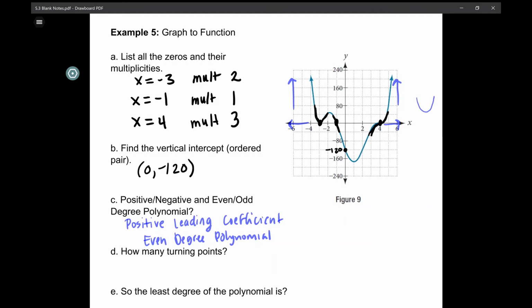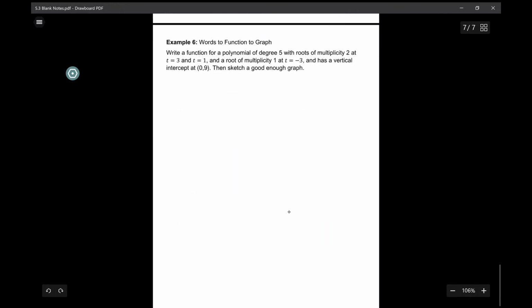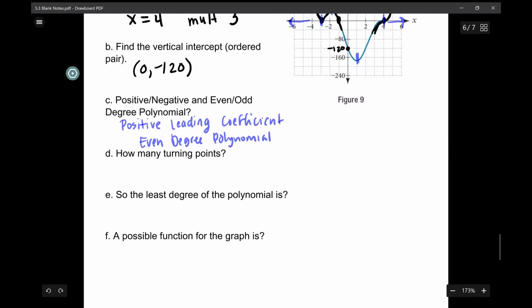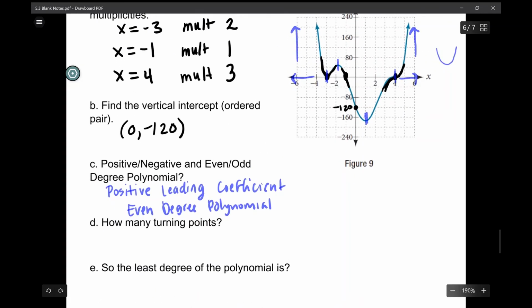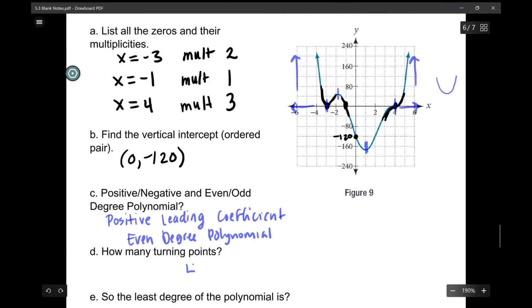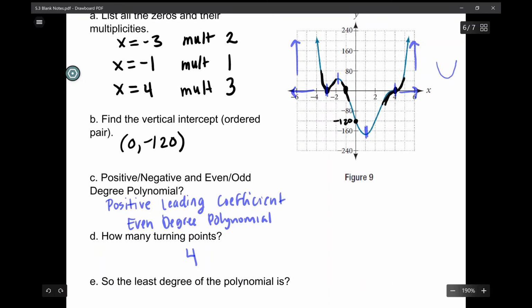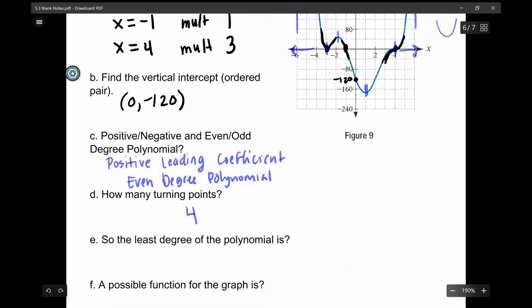All right, how many turning points does this one have? 1, 2, 3, 4. Sorry about that, I keep bumping something down here. There are 4 turning points. So what is the least possible degree of this polynomial? Well, it has to be more than 4, right? So 4 is not an option. So it has to be 6.